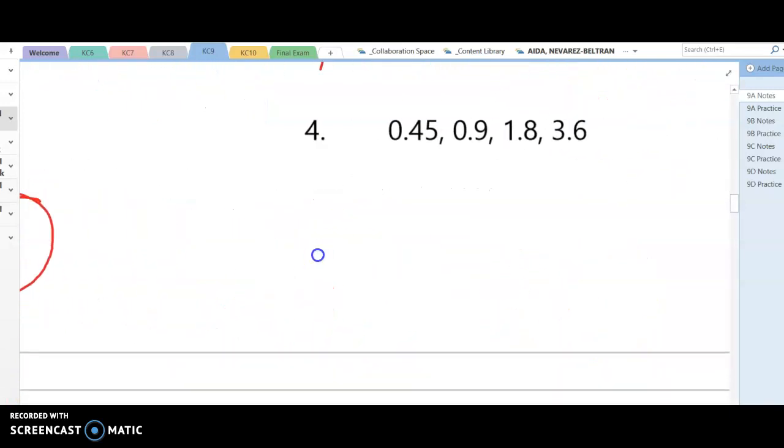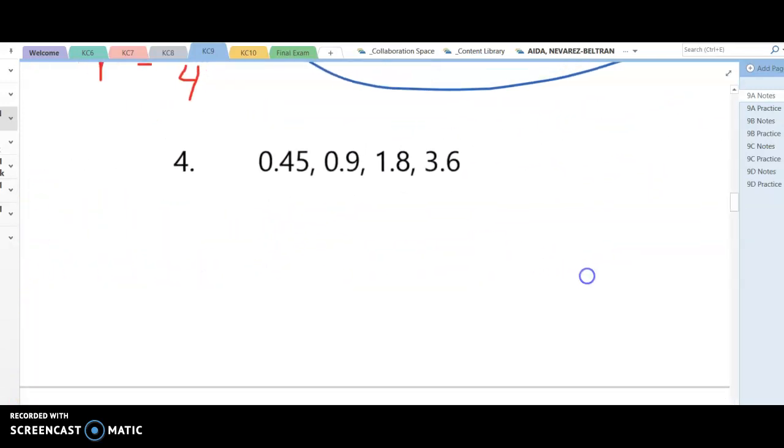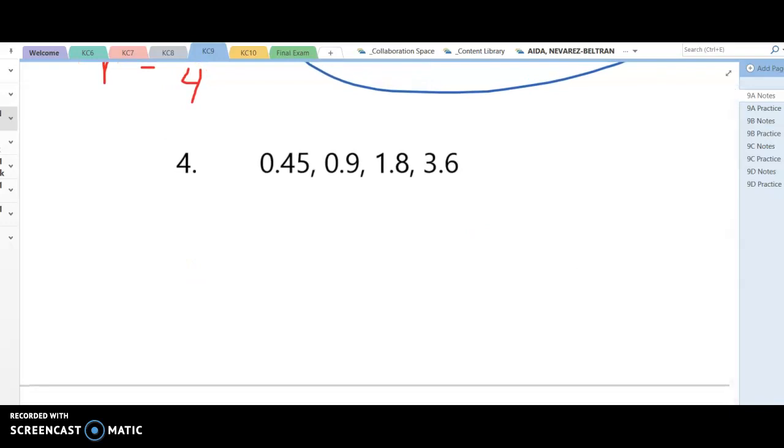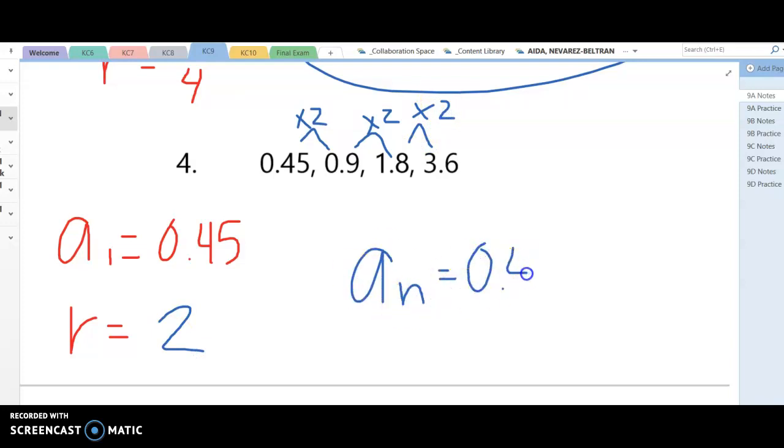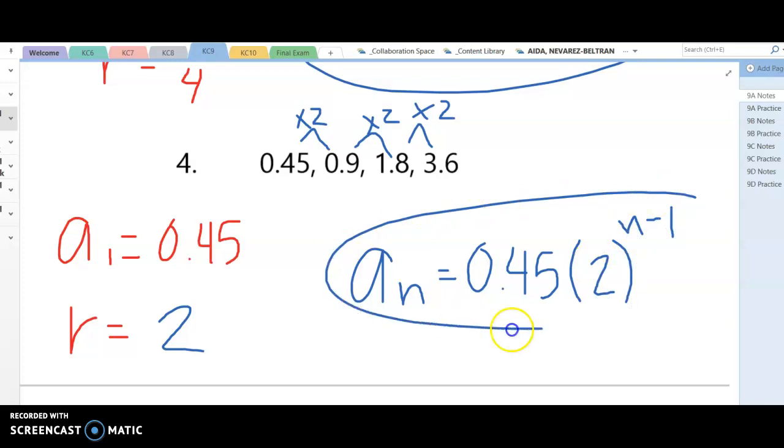And then last one, right, you can kind of see, I know it has decimals, okay, so A1 is 0.45, and then for your common ratio, if you look, you can actually see that things are multiplying by 2 each time. So your common ratio is 2. So your formula, you do your A1, then in parentheses you put your common ratio, and then to the n minus 1, boom.